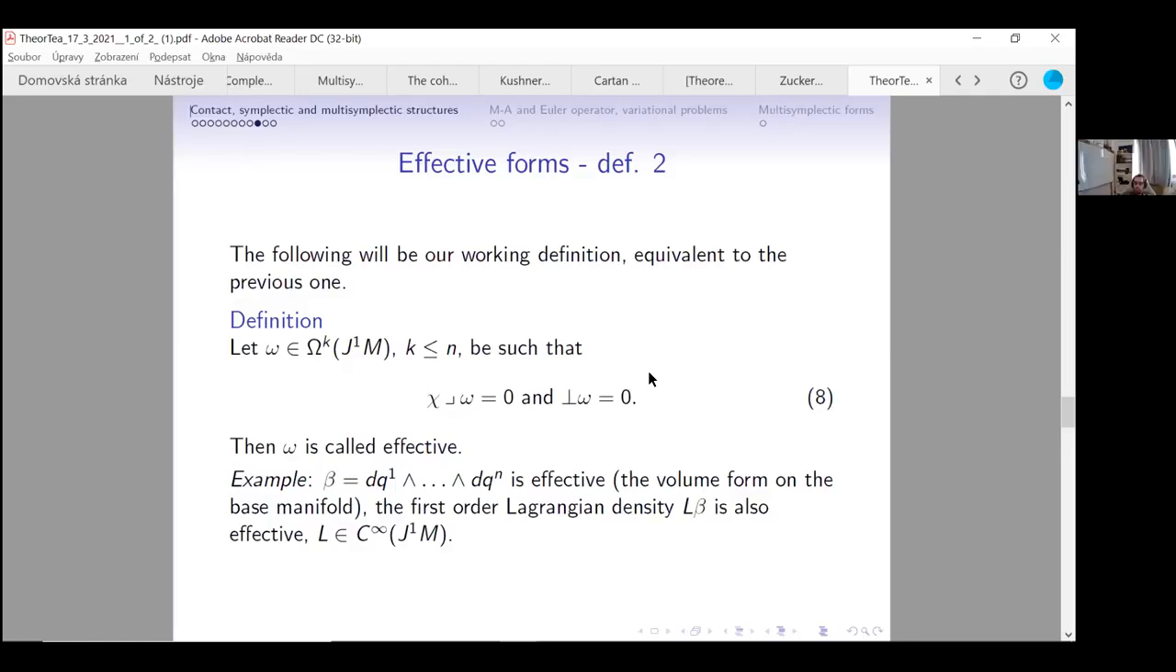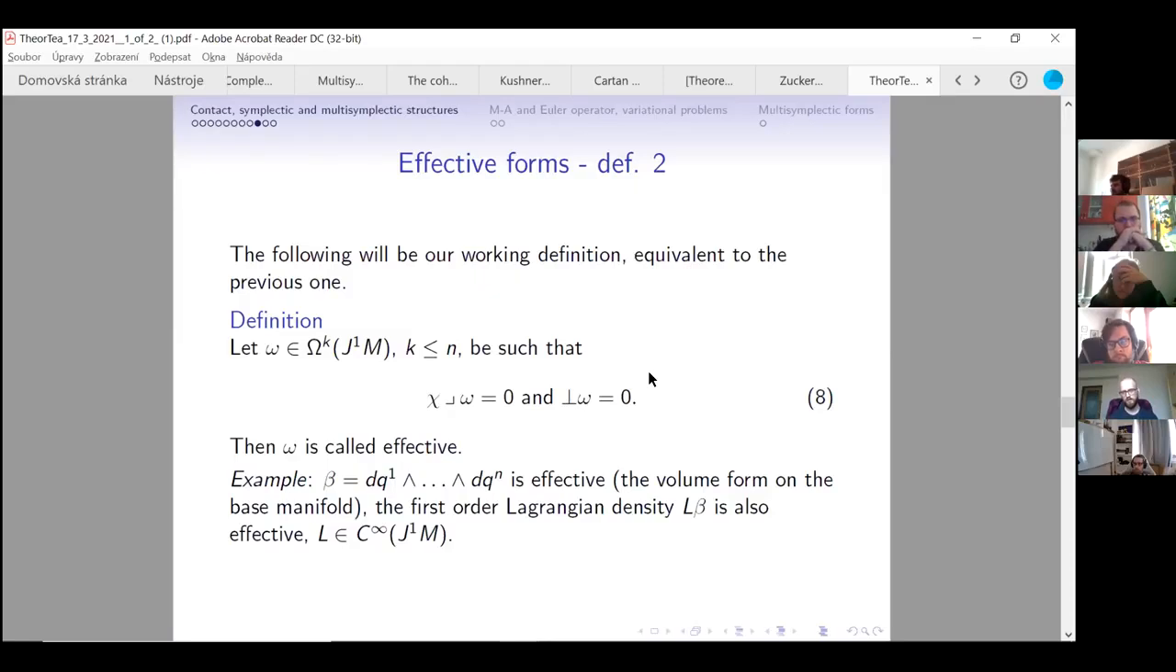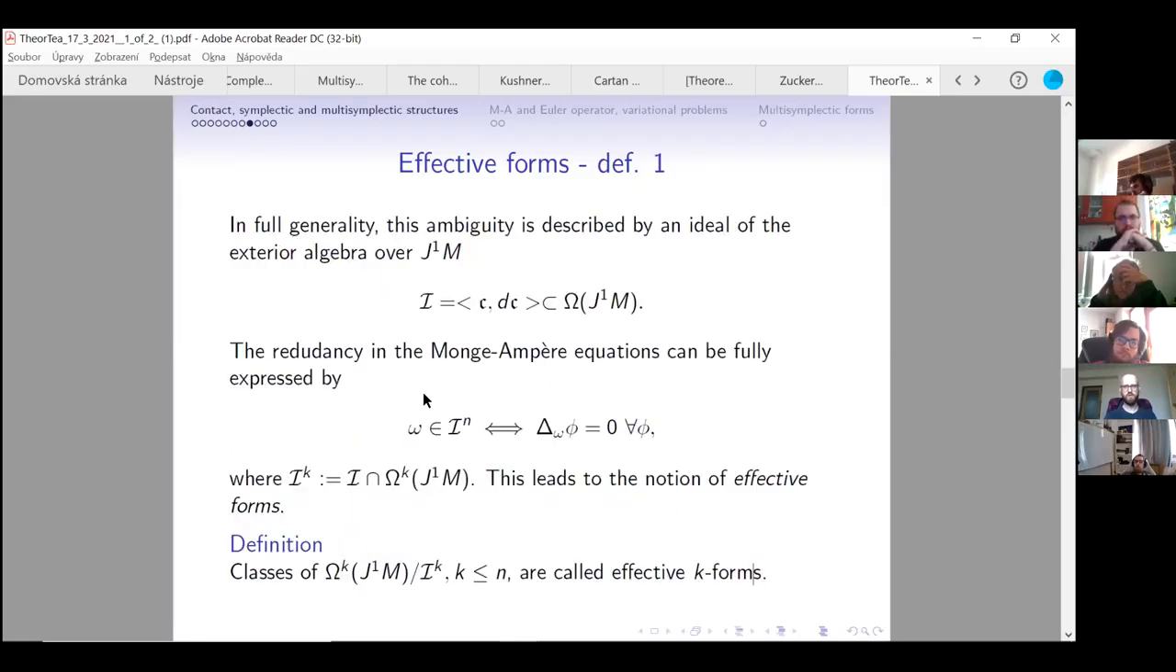Before we see the theorem, just consider an example. Take dq1 wedge through dqn, which is an n-form on J1M, quite a nice one. If we pull back this form, we get a volume form on M in the coordinate expression, and it is effective. The conditions 1 and 2 from the definition are easily satisfied. I haven't maybe written the coordinate expression of the Reeb field. I'm not sure. Let me check.